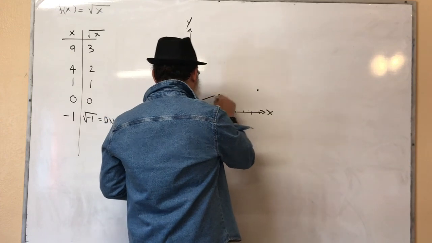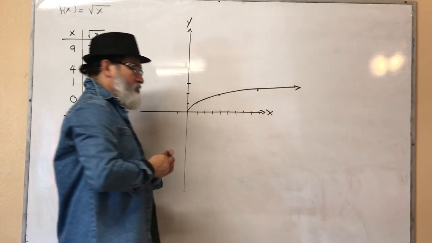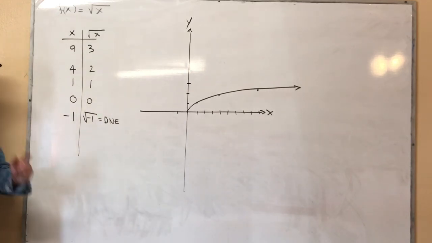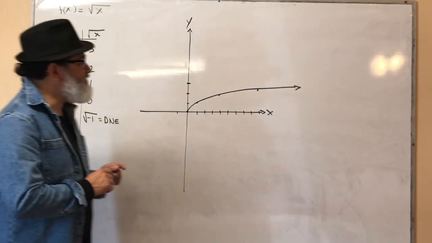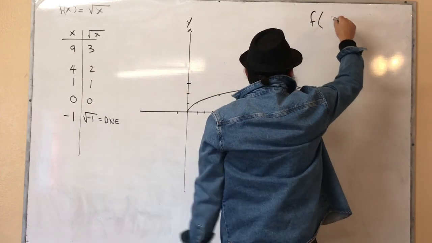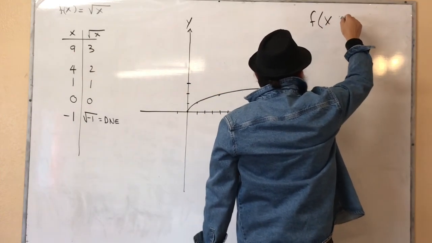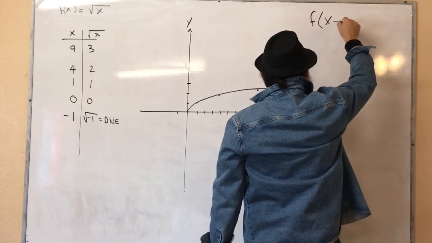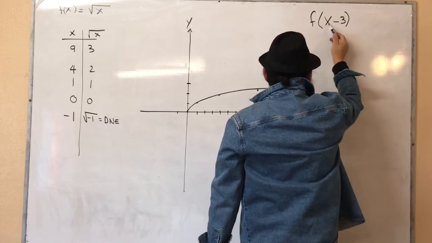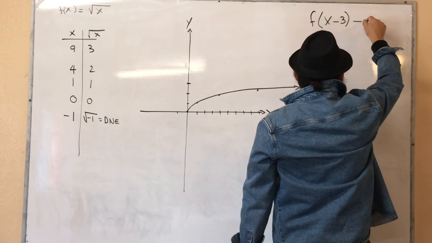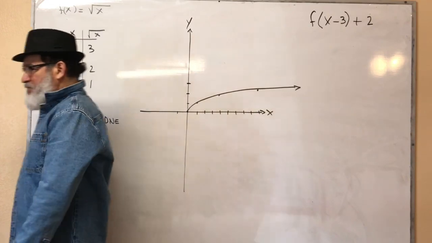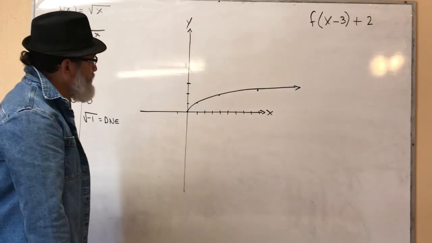And we're getting this graph. Right, that's what it looks like. Watch what I'm going to do, okay? I'm going to take this function and subtract 3 from the argument. I did it to x, and I'm going to add 2 to the function. Okay, what is that going to do?